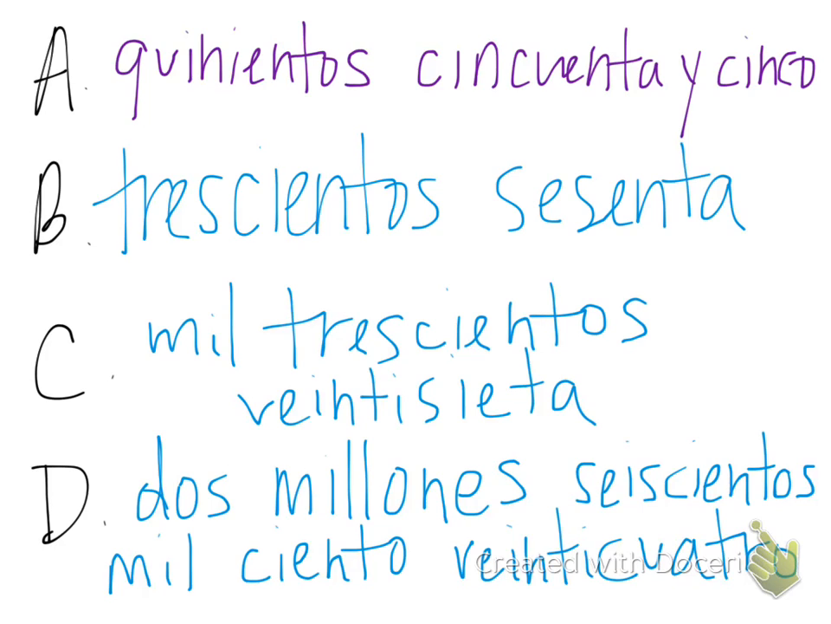For C we have 1,327, mil trescientos veintisiete. And D we have 2,600,124, dos millones seiscientos mil ciento veinticuatro. Don't forget, mil, 1,000, stays singular. Millón actually does become plural, millones.